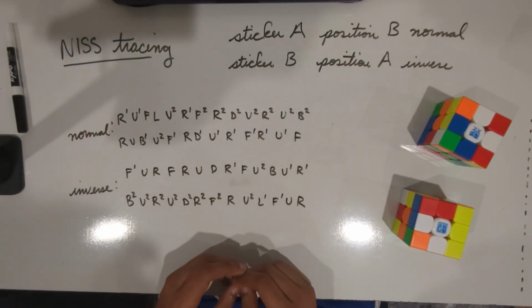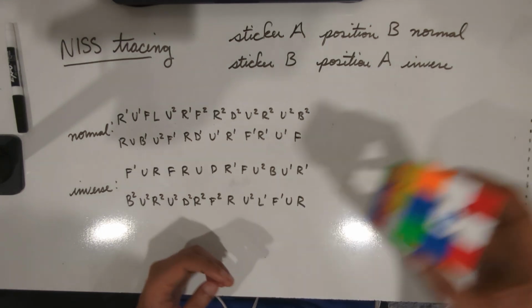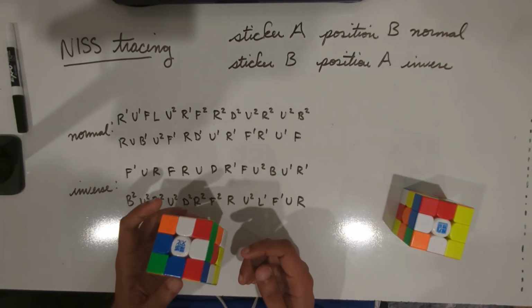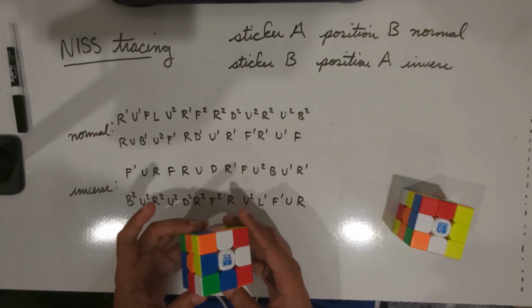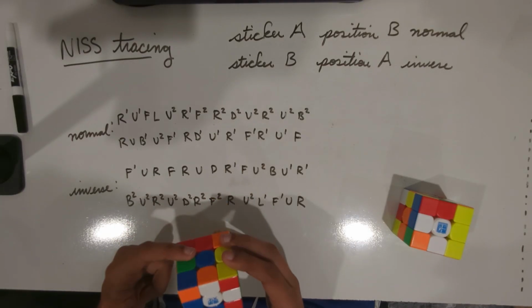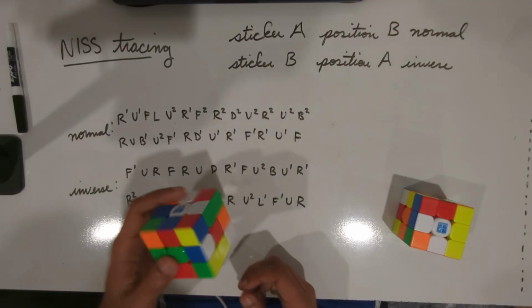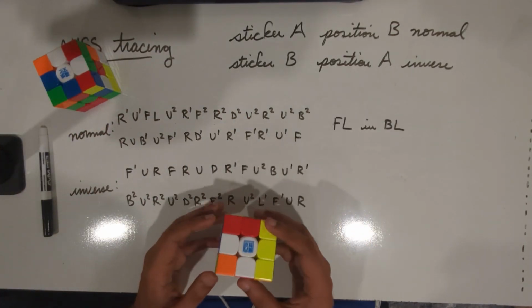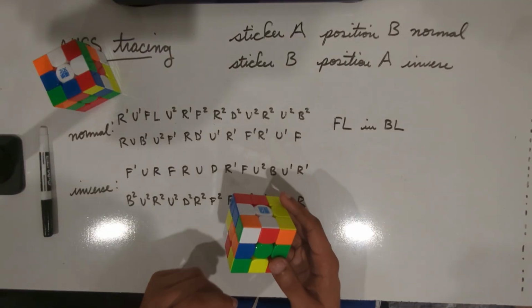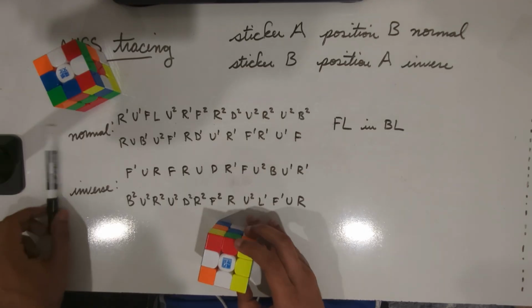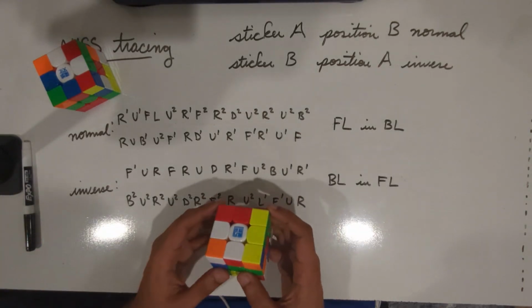Let's take a look at the previous scramble that I used to demonstrate NISS. So here on the normal, let's take a look at the FL sticker. That sticker is currently sitting in BL. So the FL sticker, the one that's supposed to be here, is sitting in BL, back here. So maybe let's write that down. Now in the inverse, which is over here, if we look at the FL spot, we see that BL is sitting here, which is exactly what we expected.